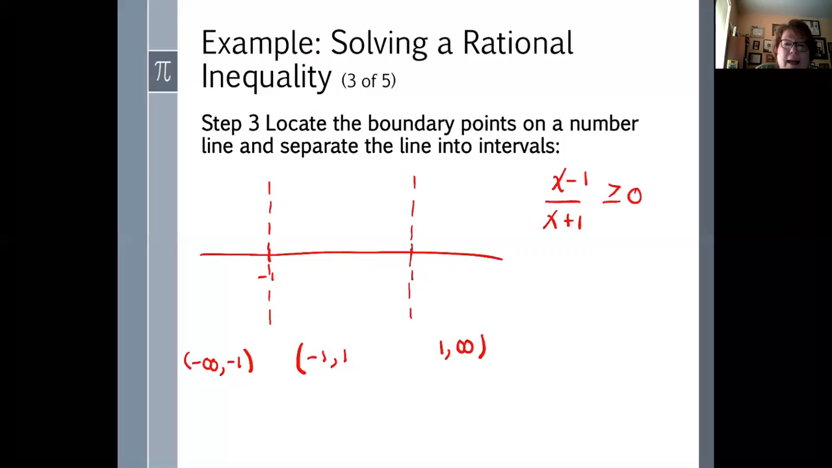-1 is not a solution to this inequality. However, the x-intercept is a solution because this inequality is greater than or equal to. The x-intercept is the value for which this function is equal to 0. If I substitute 1 into this function, I get 0, and 0 is greater than or equal to 0. So I must include the boundary point 1 in my solution.